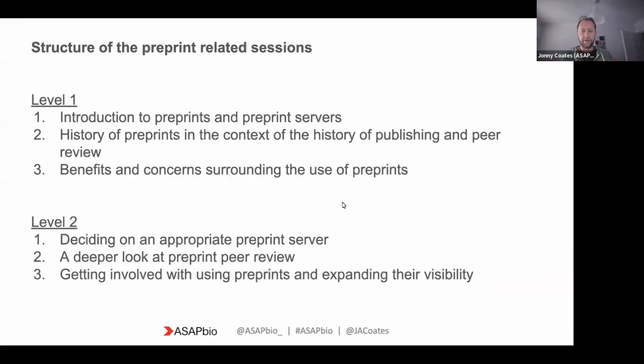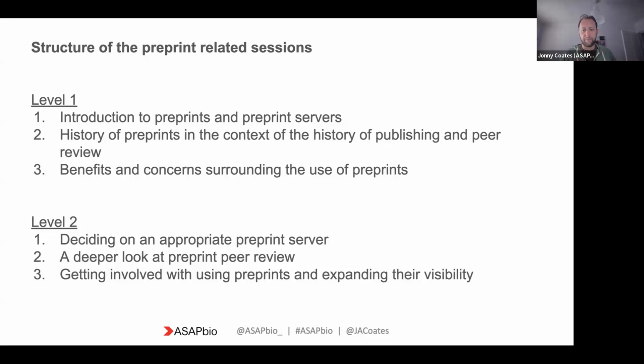So in level 1, we covered an introduction to preprints and preprint servers. You're going to see some of that session again at the beginning of this one as a little reminder. We did an overview of the history of preprints to provide you some context, along with the history of publishing and peer review. And we also talked about some of the benefits and concerns around using preprints. Today, it's going to be about choosing a preprint server.